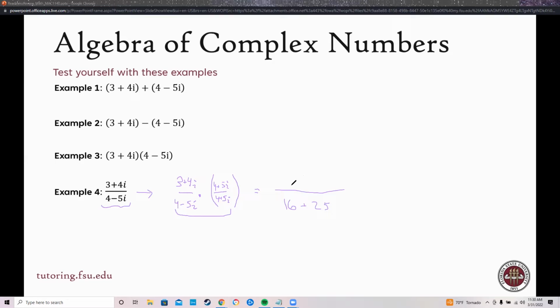The numerator, we can multiply and evaluate this out. So I get 12 plus 15i plus 16i plus 20i squared.